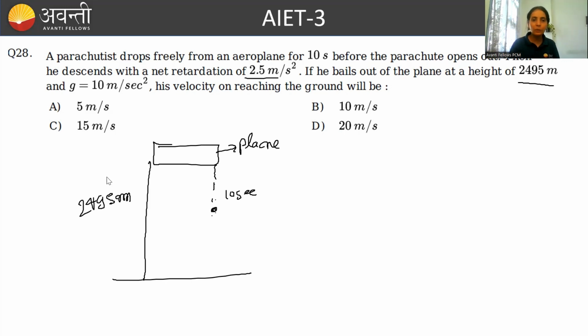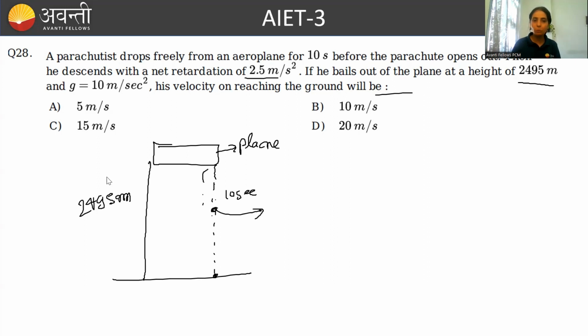Then his velocity on reaching the ground will be what? So what will be its velocity when the person reaches the ground? So ground distance, ye le lo aap. What will be its velocity here? First, let's see what will be his or her velocity at this point.